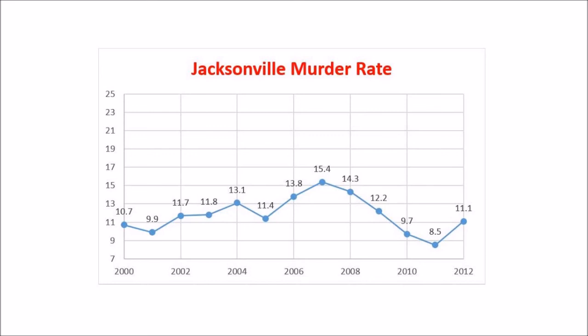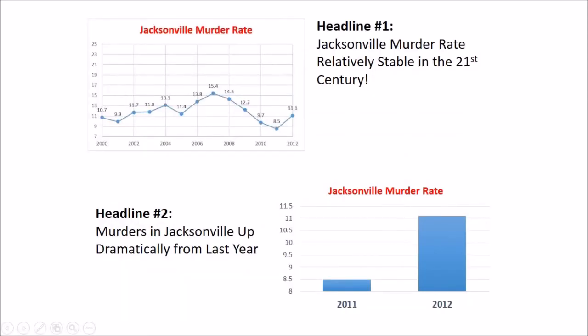Look at this chart here, and let me show you how this can easily be done when you exaggerate these kinds of things. On the top, I have a sample headline that you might see from the chart on the previous slide. Headline: Jacksonville murder rate relatively stable in the 21st century. But if you just look at the change from 2011 to 2012, you can see that it went up. And now look at the chart that I've made down below, just showing the difference between 2011 and 2012. And imagine headline number 2: murders in Jacksonville up dramatically from last year. You see how that kind of lies with statistics? Now look at those two headlines and tell me which one you're most likely to see in the newspaper.